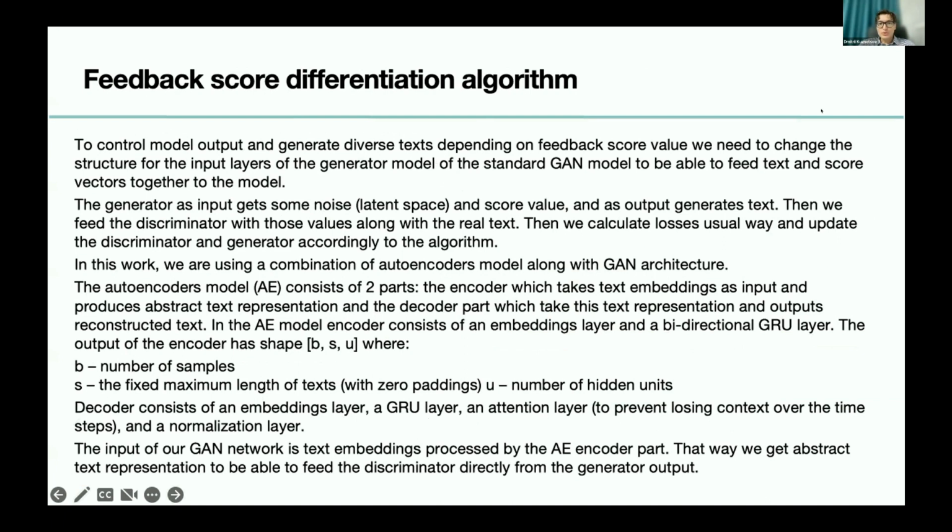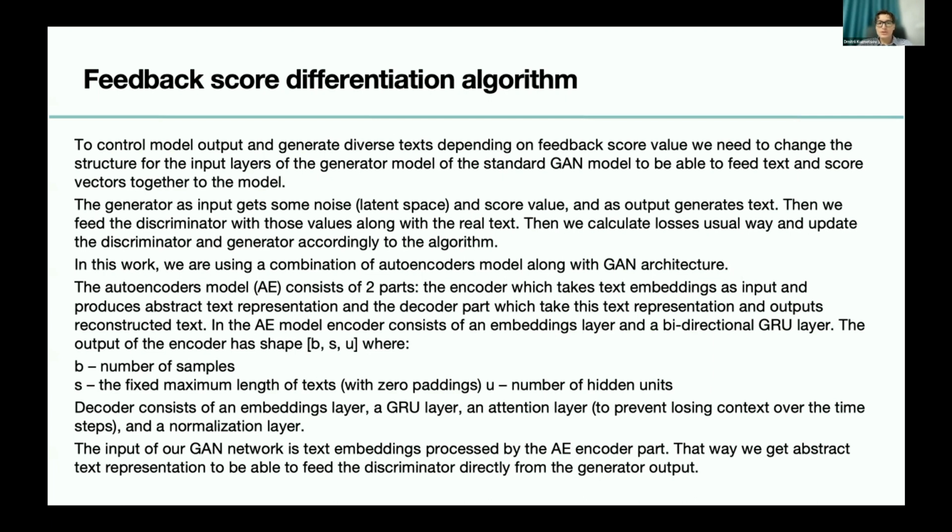To control output and generate diverse text, we need to implement our feedback scorer, and we will feed it along with the latent space to the generator. It means that we have two inputs to our generator model: noise and score value. It needs to be mentioned that we need to use the same scorer value for the discriminator and the generator, and it should be the same value from the same sample.